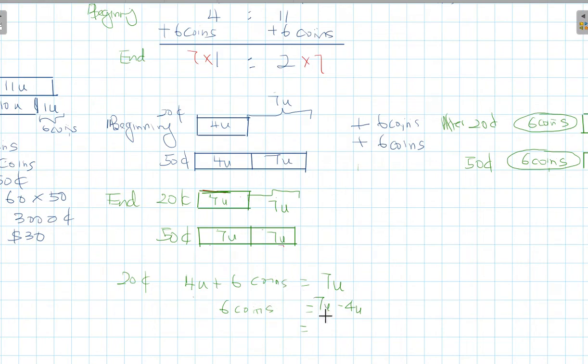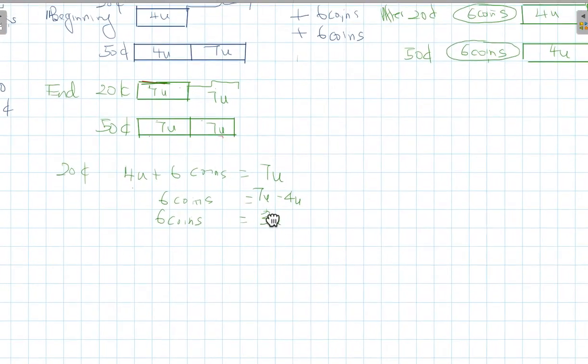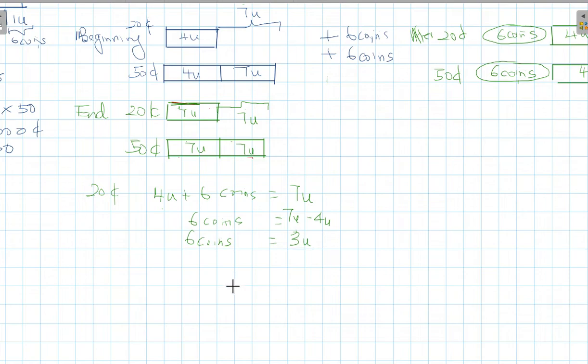So you will see that 3 unit equals to 6 coins. Very familiar, right? When you see it like that, you know that 3 units equals 6 coins. So 1 unit equals to 2 coins. Okay, 1 unit equals to 2 coins. So at the end, the 20 cent coin, how many units do I have? I have 7 units, right? In the end, here is 7 units. 7 units. So I will have 14 coins.